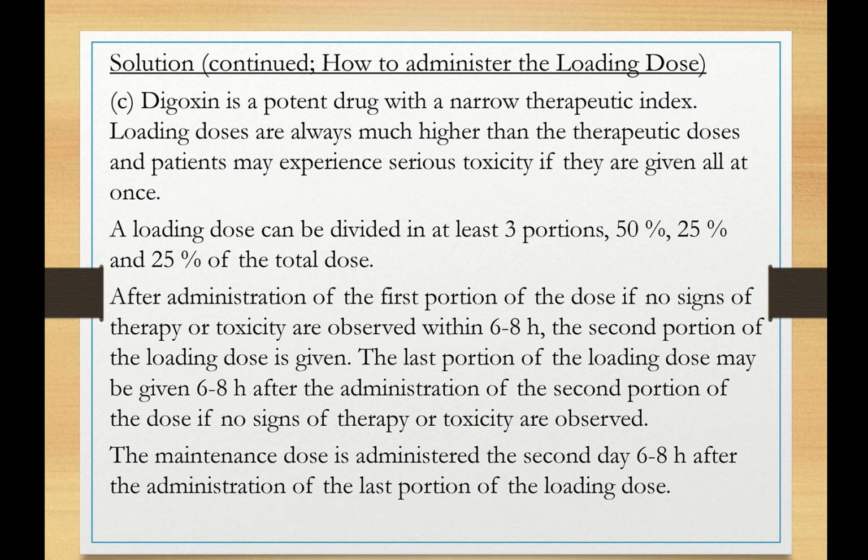Now, how to administer the loading dose? This is a very potent drug, and we need to monitor the patient. So usually, we will divide the loading dose in at least 3 portions. The first one should be half of the dose, and then if you see that the patient is not responding, give another 25% of the dose, and finally give another 25% of the total dose. So after administration of the first portion of the dose, if no signs of therapy or toxicity are observed within 6 to 8 hours, give the second portion of the dose, and so on and so forth. At the end of the loading dose, you administer the maintenance dose, okay?